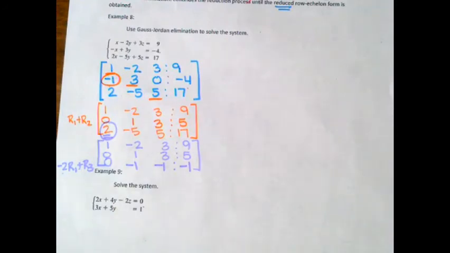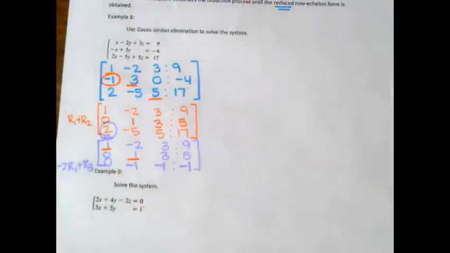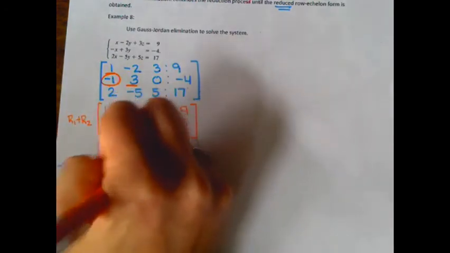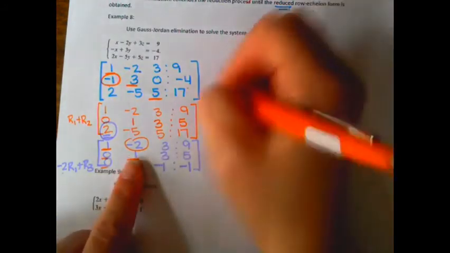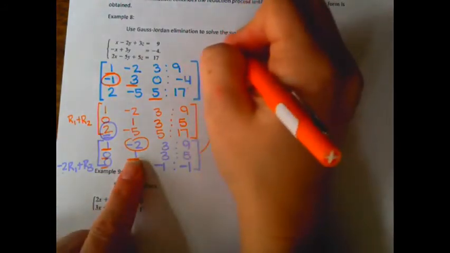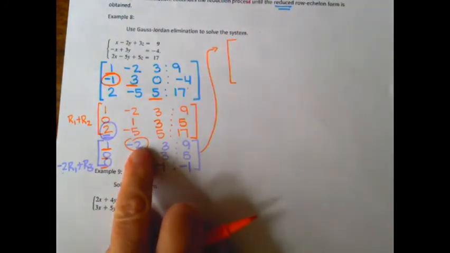You guys good with that? Okay. Now we have 1, 1, which is good. We have 0 and 0. Now we need to start here and we need zeros in these two spots, right? How could I get 0 in the first spot?